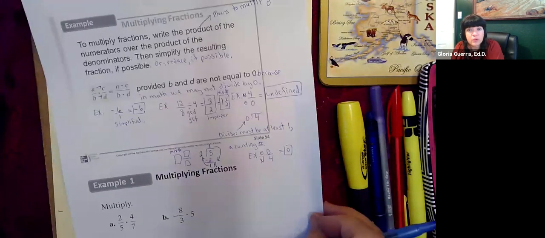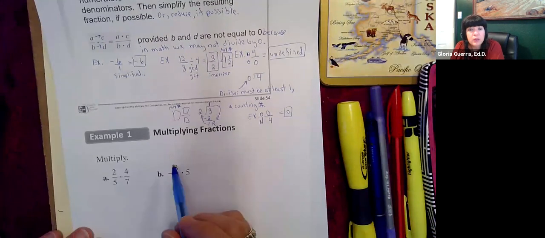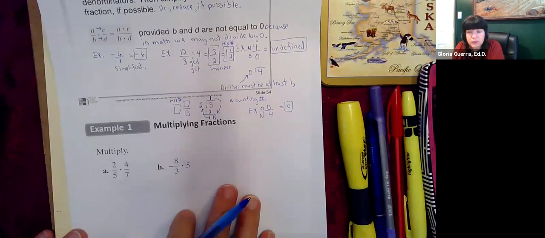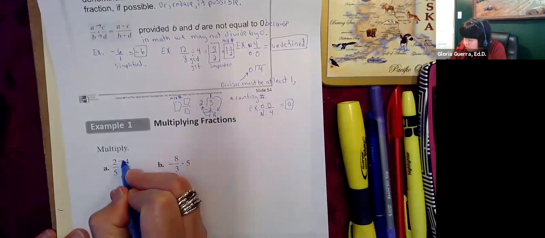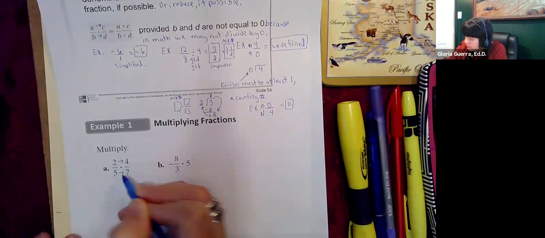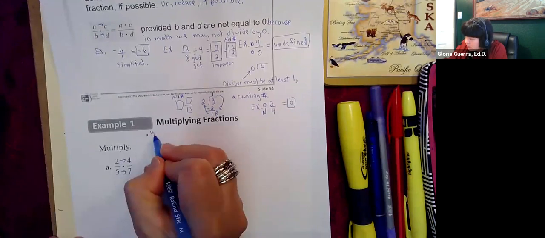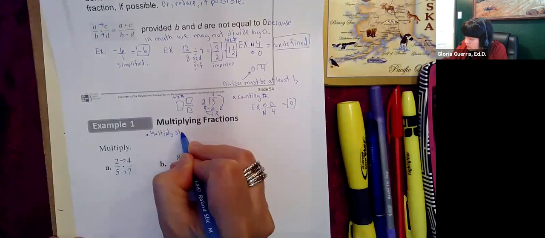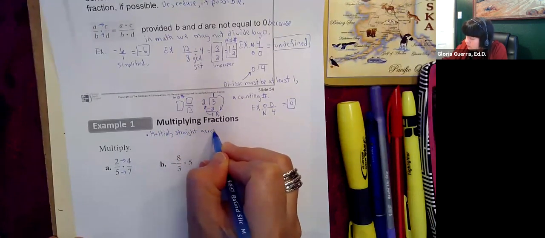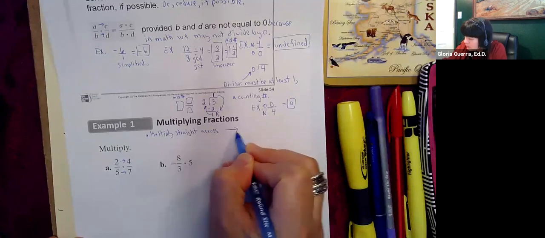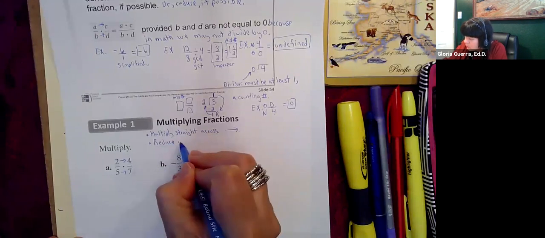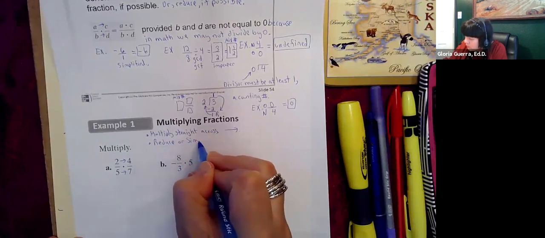Okay, so if we look at the problems that are on this sheet, multiply 2/5 times 4/7. Okay, so I'm going to multiply straight across, and I'm going to reduce. Okay, so I'm going to say multiply straight across this way, and then reduce or simplify.